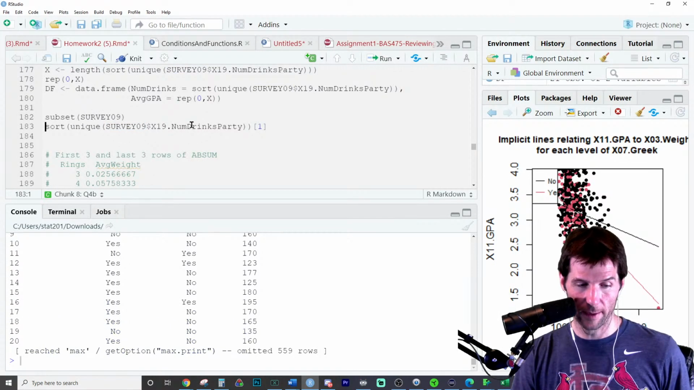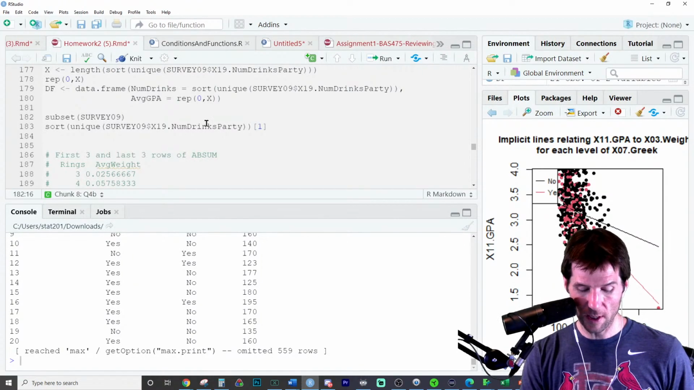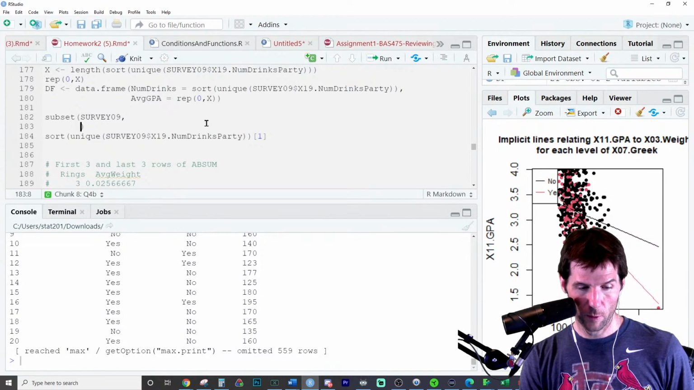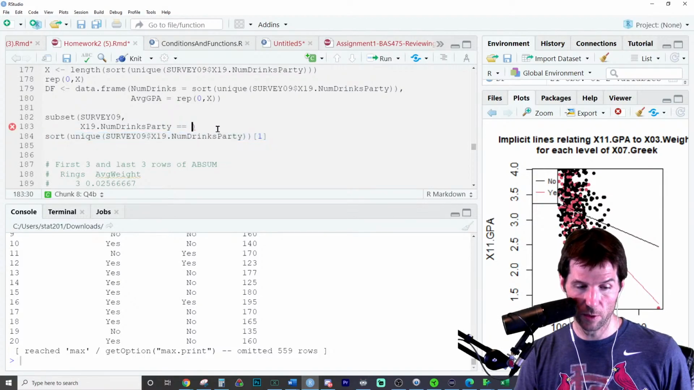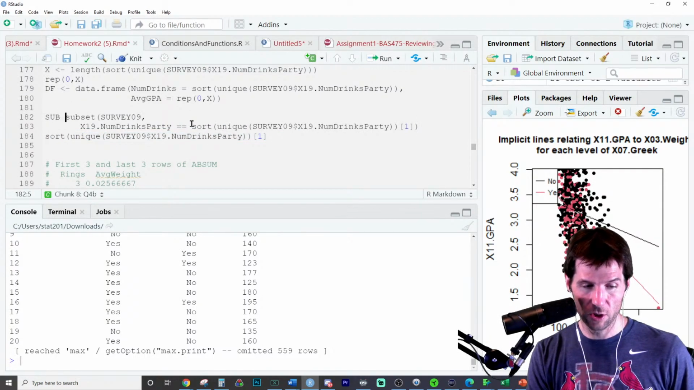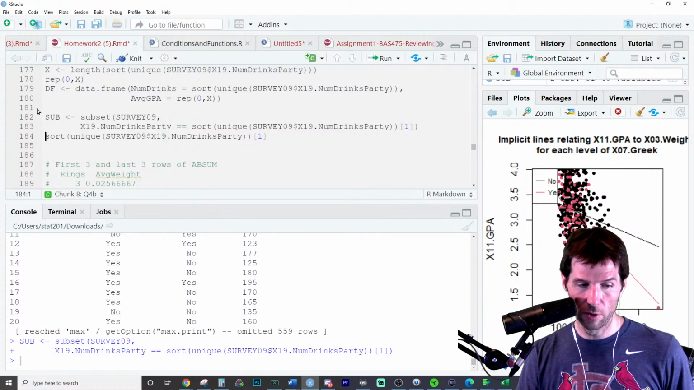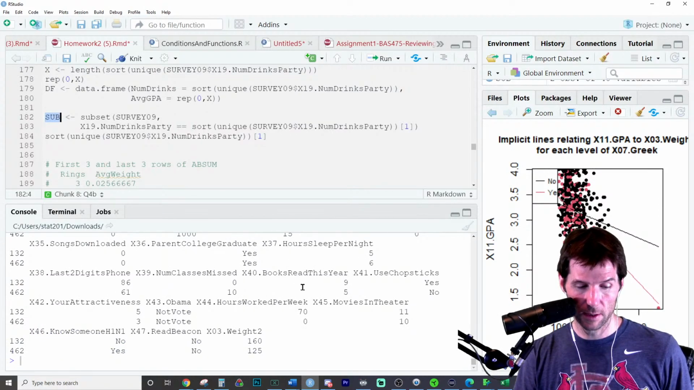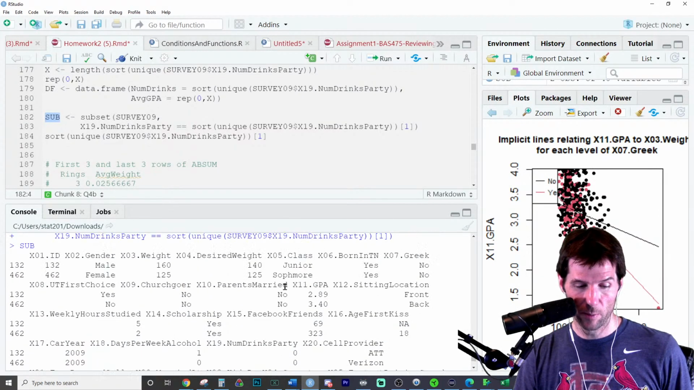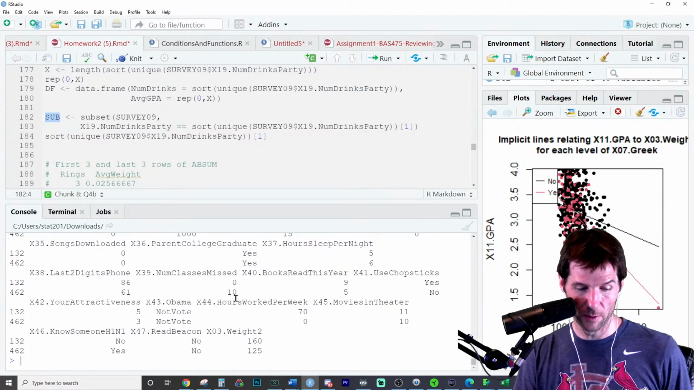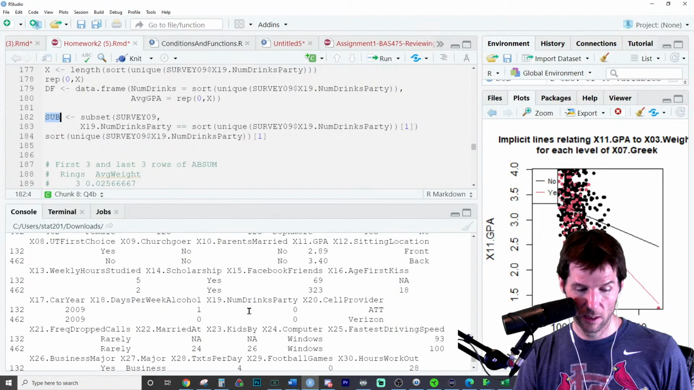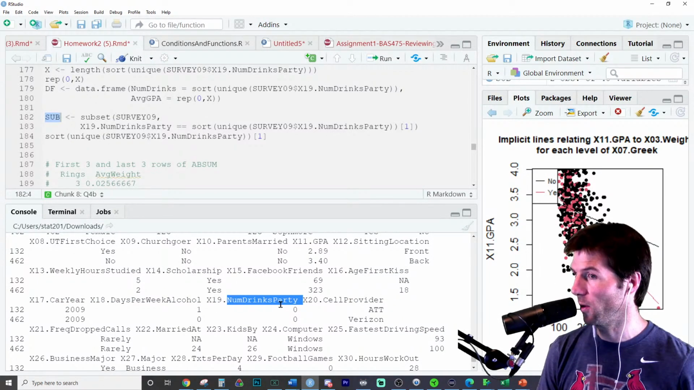Let's subset the data frame, and now let's subset where people's number of drinks at a party is equal to this. Now, the most important thing you want to do when you create something is 1, store it, and then 2, look at it. And there's only a few people, but what do you notice about the drinks these people have at a party? It's on here somewhere, the zeros. Number of classes missed. These people have 0 drinks at a party.